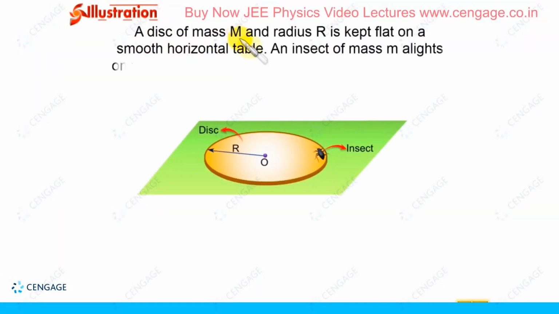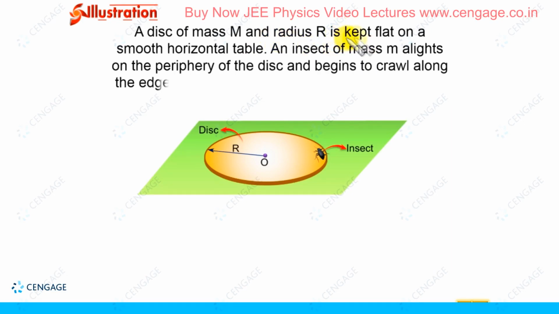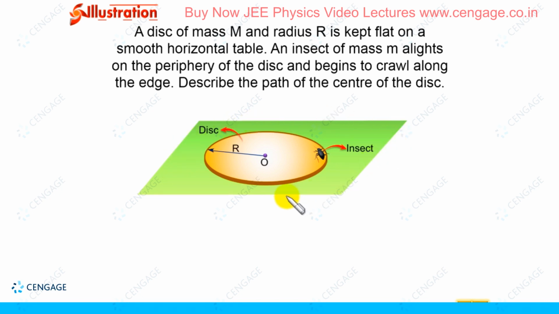In this illustration, it is given a disc of mass capital M and radius capital R is kept flat on a smooth horizontal table. आप देख सकते हो ये डिस्क है कैपिटल एम मास की, जिसकी रेडियस कैपिटल आर है, और इसको रखा हुआ है स्मूथ हॉरिजॉन्टल टेबल पे. ये हमारे पास ग्रीन कलर की सरफेस आप देख रहे हो, ये फिक्स हॉरिजॉन्टल सरफेस है. An insect of mass small m, ये इंसेक्ट, इसका मास है स्मॉल एम, alights on the periphery of the disc and begins to crawl along the edge.